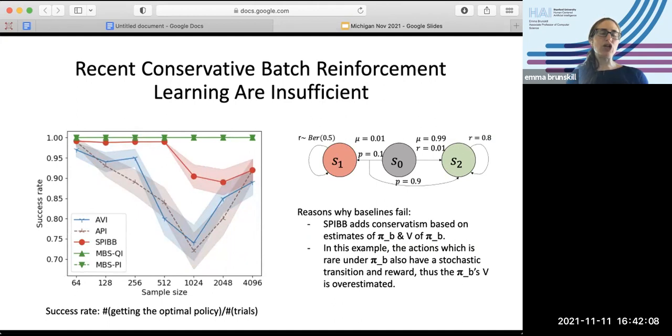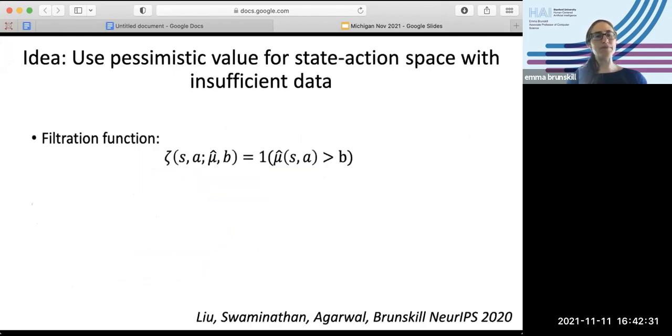So we looked at this and saw these other methods that are not directly representing the uncertainty due to the fact that we just have limited visitations to certain states or limited support in those, which can lead to misestimation and misoptimization when we're trying to optimize over the space.